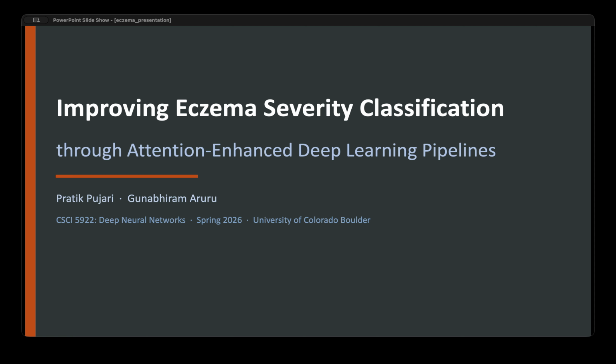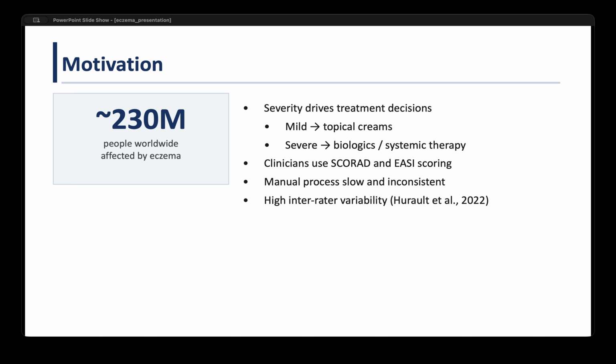Our project is about automatically classifying how severe someone's eczema is using deep learning. Eczema affects around 230 million people worldwide. What makes severity classification so important is that the treatment is completely different depending on grade. Mild cases get typical creams and severe need a biological therapy. Right now, doctors use manual scoring systems like SCORAD.